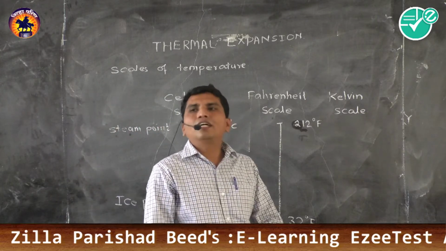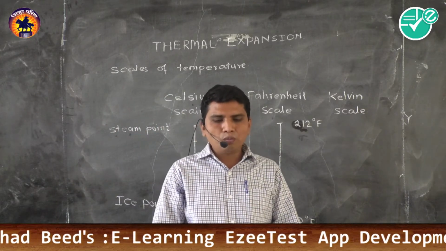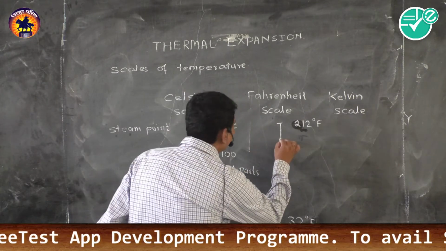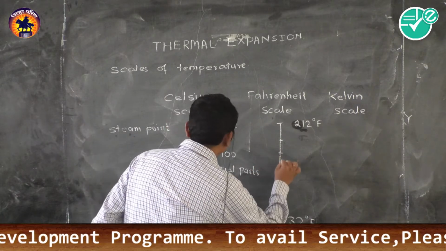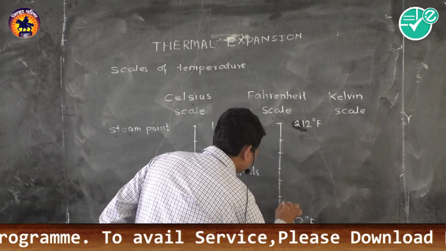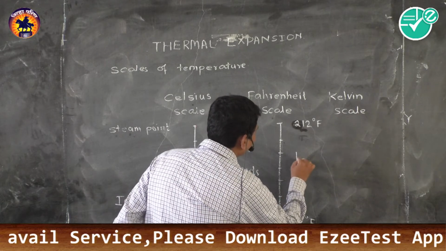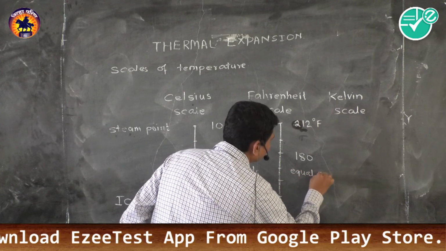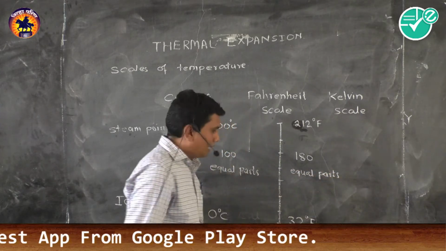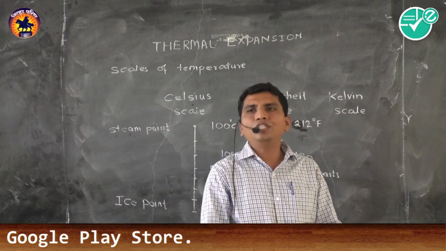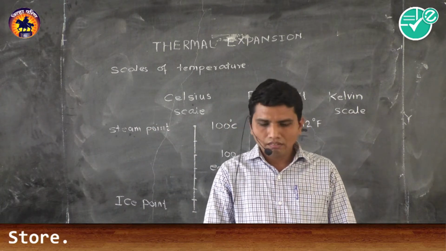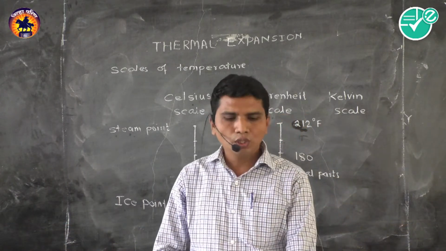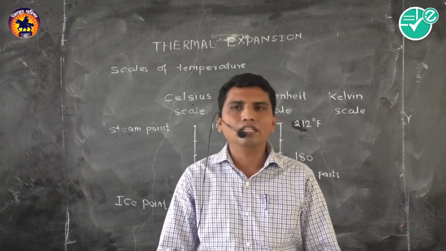And the interval between these two points is divided into 180 equal parts. So the interval between the steam point and ice point is divided into 180 equal parts, and each division on the Fahrenheit scale is called a degree Fahrenheit. So these things you have to remember regarding the Fahrenheit scale.